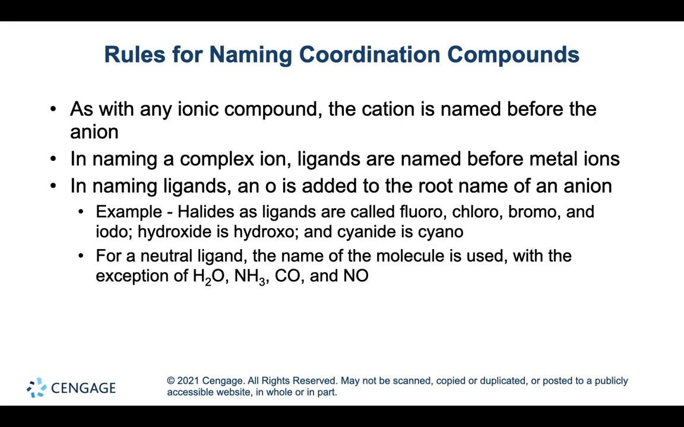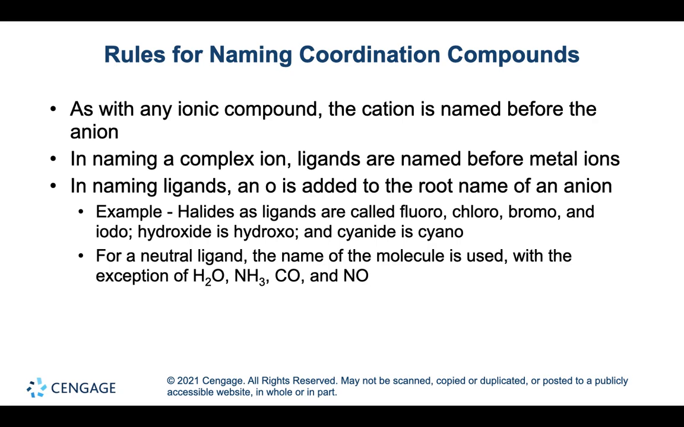Now, the rules for naming coordination compounds are a little different than for ionic compounds, but we do have the similarity that you name the cation before the anion. But in naming the complex ion, you name the ligands before you name the metal ion. So in that case, you're naming the negative part before the positive part in the complex ion portion of the coordination compound.